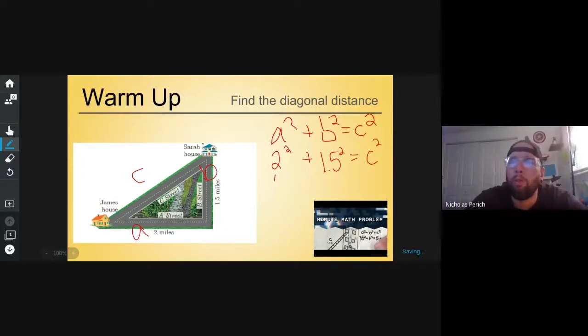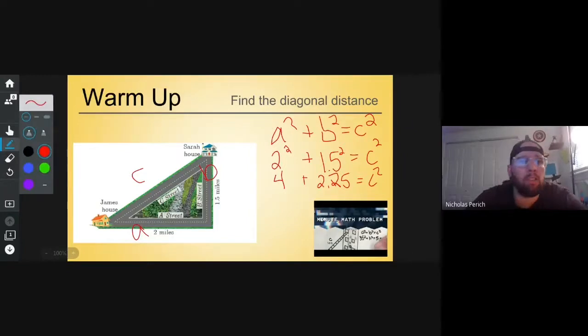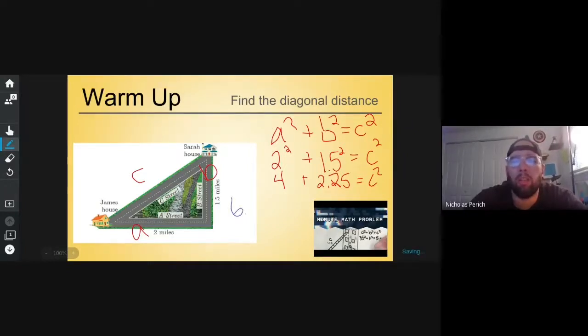2 squared is 4. 1.5 squared is 2.25. Add them together, and you get 6.25 equals C squared.